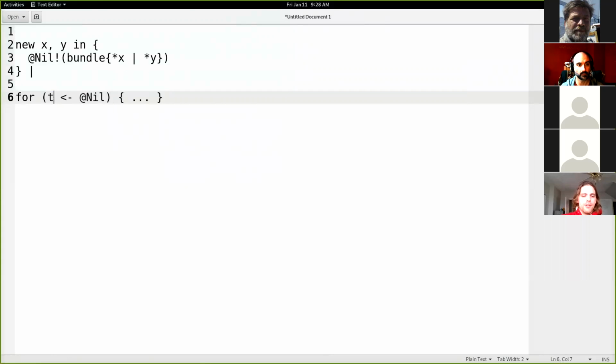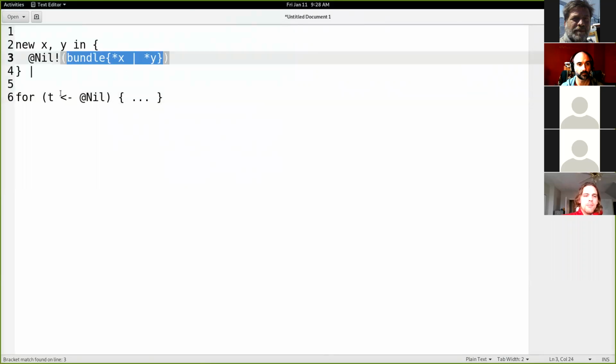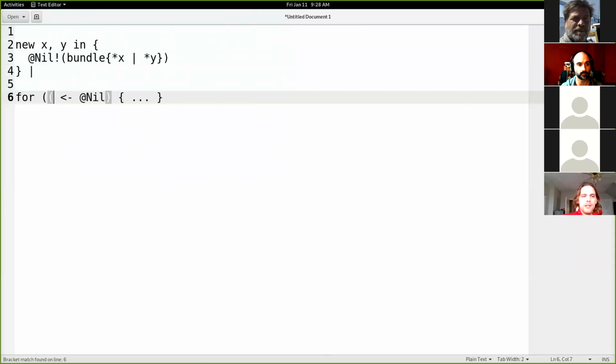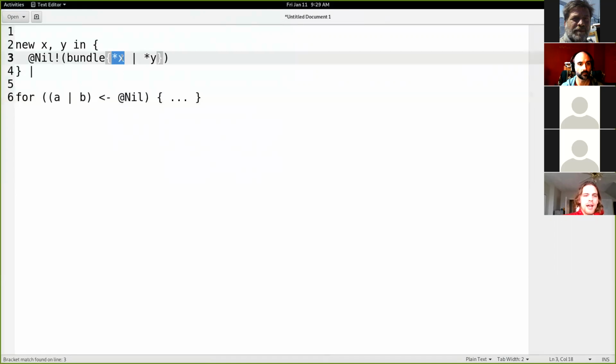Well, X is confusing, but I can call this thing that I receive whatever I want. What I can't do is destructure it through pattern matching. I can't pull back out the individual X and the individual Y. But theoretically, they're not secret. You can see it, right?